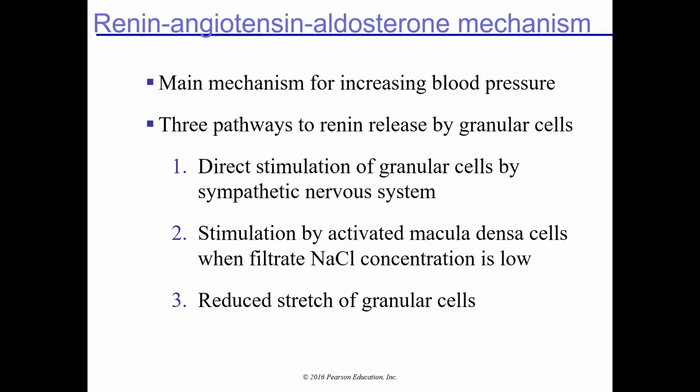So we have the nervous system kicks in and says, hey, we need to have some renin. Blood pressure's low, let's release some renin. So it tells the granular cells to release renin. Or a much more elegant approach here is to detect low sodium levels in the distal convoluted tubule.